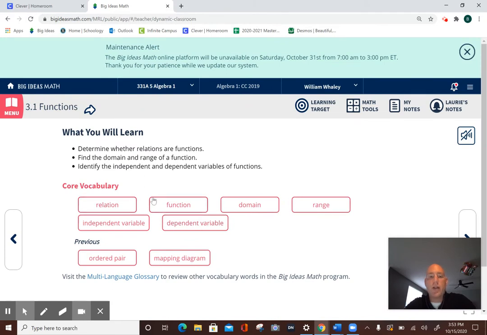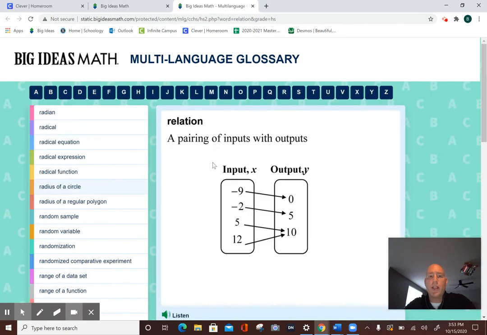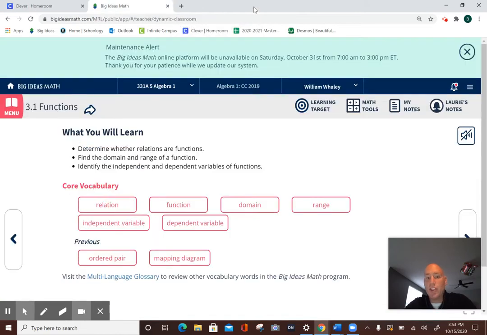And now let's get into our definitions. I'm going to give you a little bit different definition of some of these. So the book says a relation is a pairing of inputs and outputs, and they use a mapping diagram to show it. But really, a relation is a connection between any input and output. So a relation really talks about a connection. It's a relationship. That's where the word comes from, relation.